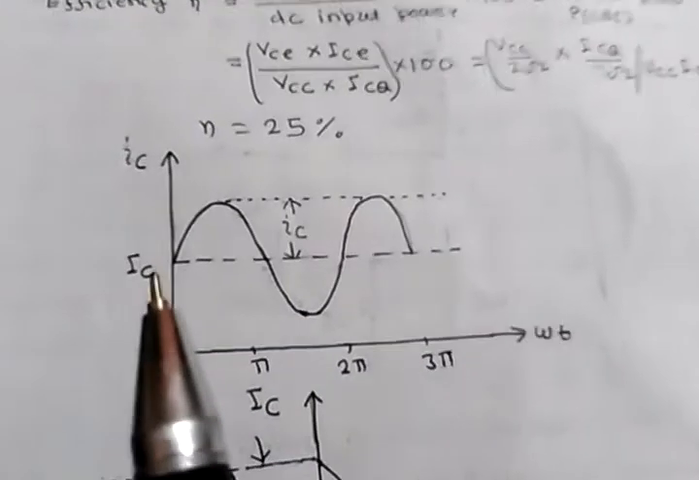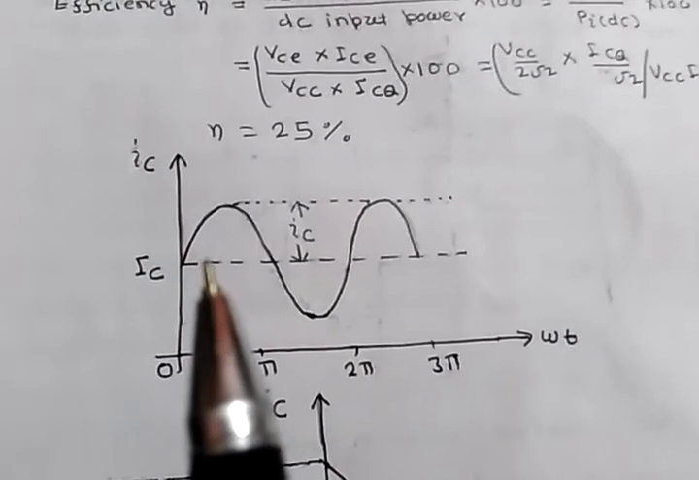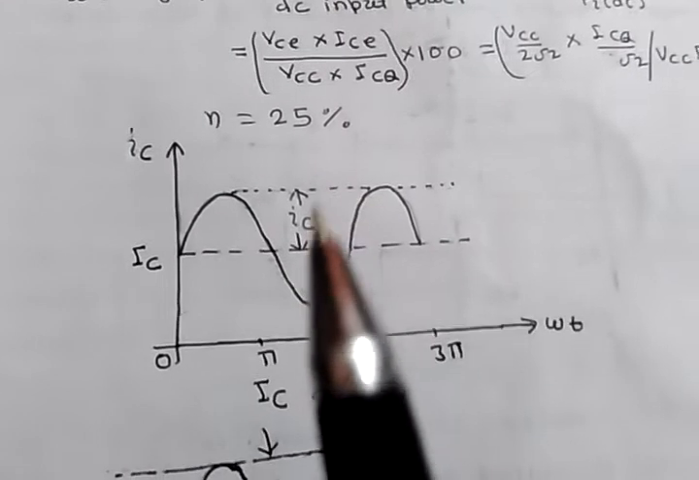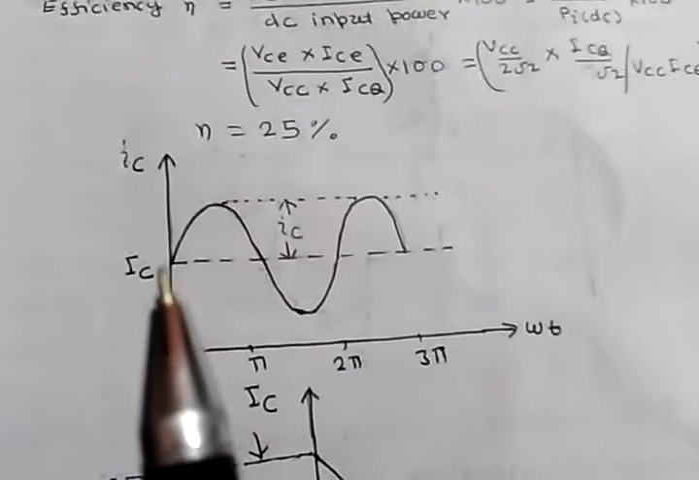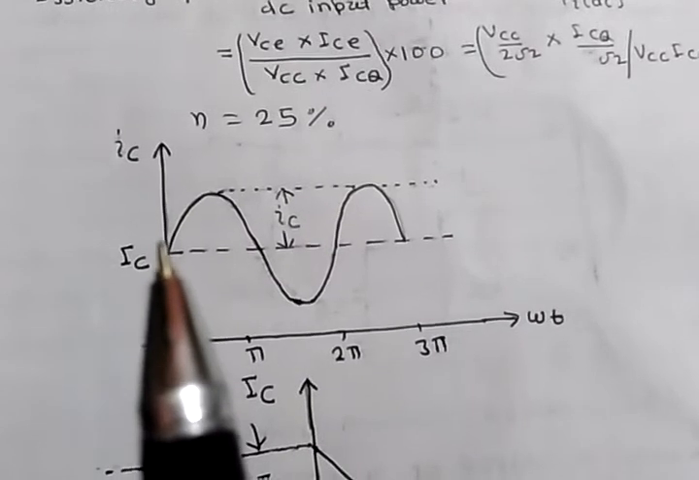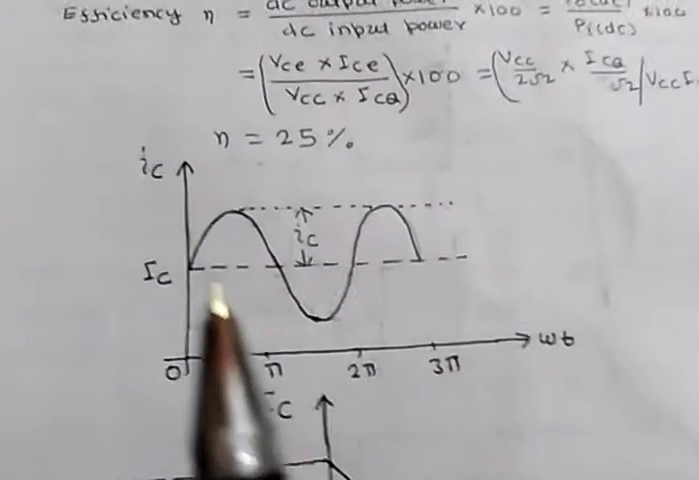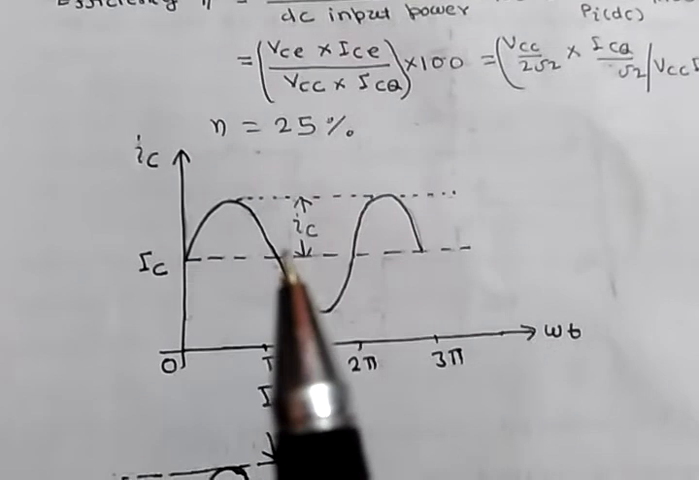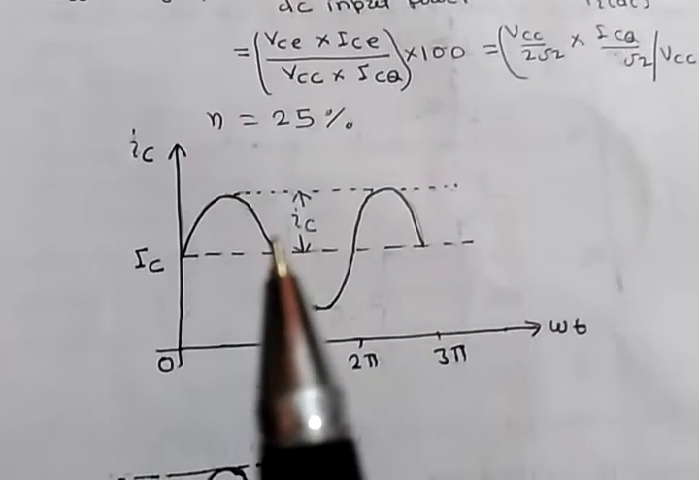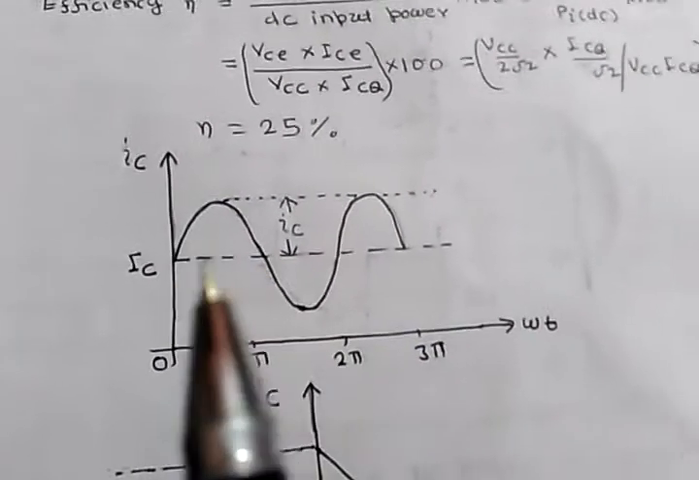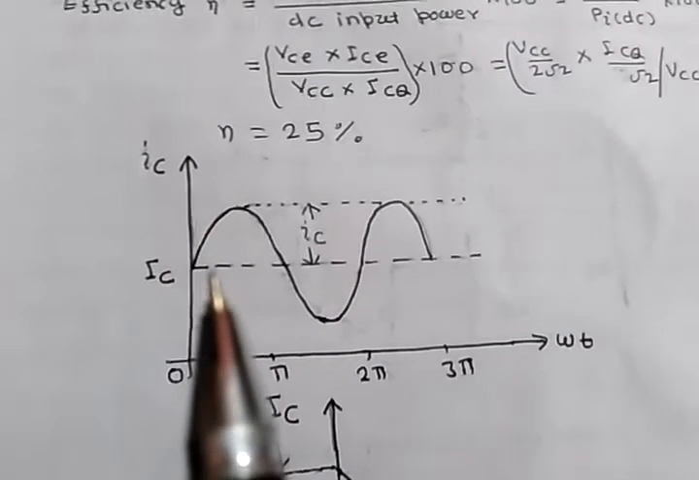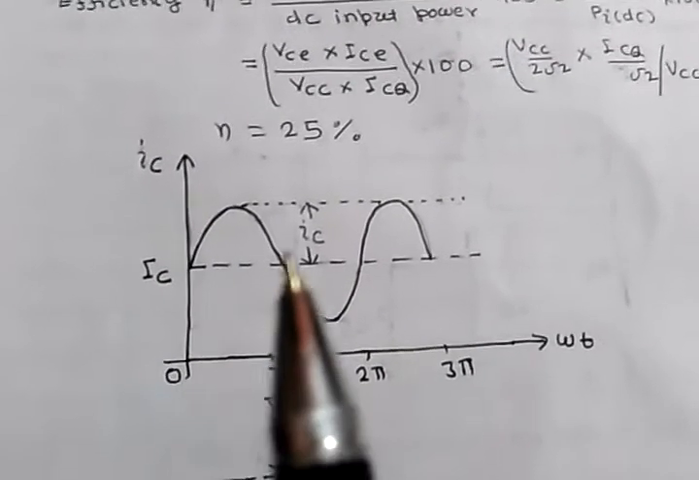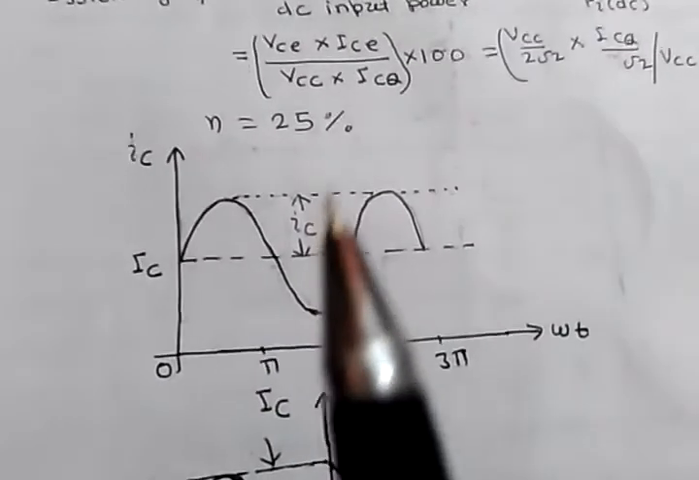If the DC bias current is less than the amplitude of the signal collector current, then some part of the negative half cycle of the input signal may be clipped off. It will not appear at the output. Distortion will occur in the output signal. So it is necessary to take the DC bias current higher than the amplitude of the signal collector current.